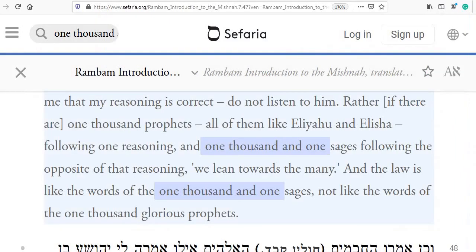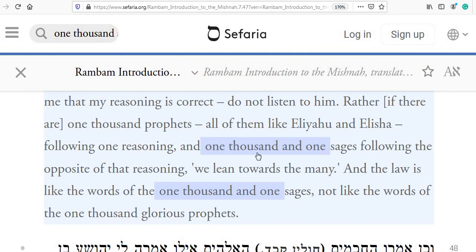Check this out. Rambam, Maimonides, says in his introduction to the Mishnah, if there are 1,000 prophets, all of them like Eliyahu and Elisha, following one reasoning, and 1,001 sages following the opposite of that reasoning, we lean towards the many. Now listen to this. And the law, the Torah, the 613 laws, or the 613 mitzvot, which is what he's speaking of here, the law is like the words of the 1,001 sages, not like the words of the 1,000 glorious prophets.